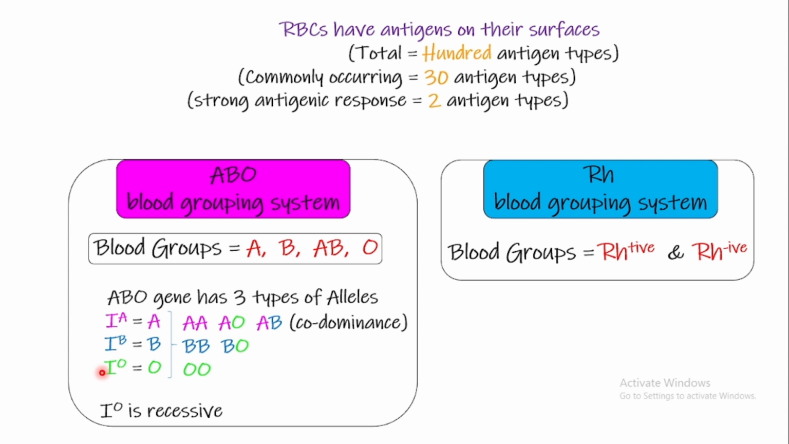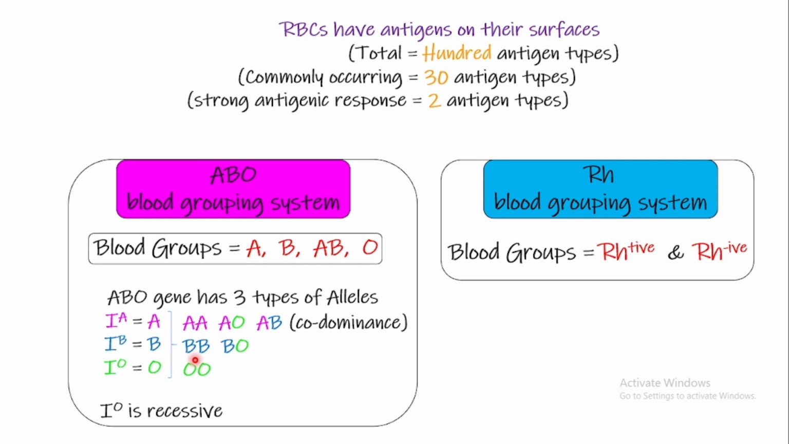Now, as you know, alleles occur in pairs. So if a person has both IA alleles, then the genotypic representation is AA. If the person has both IB alleles, then the genotype will be BB. And if the person has both alleles of type IO, then the genotype is OO.